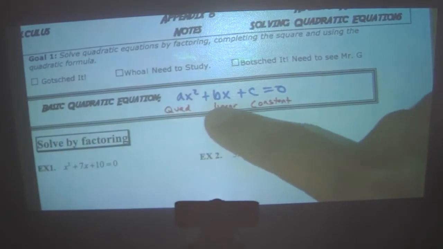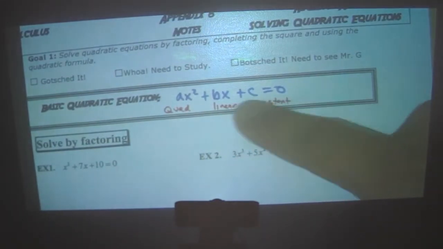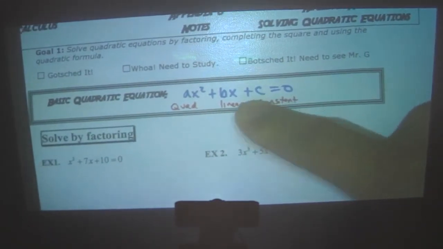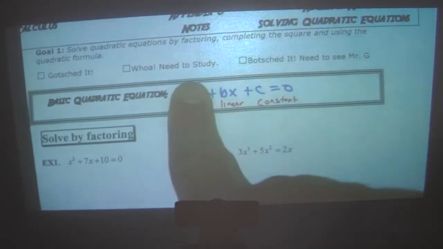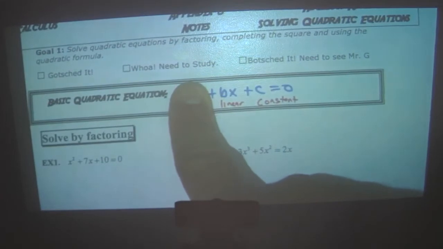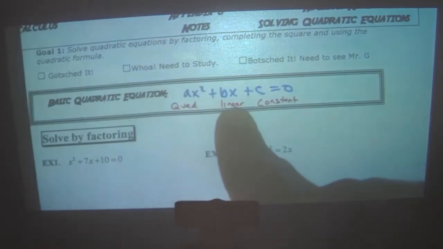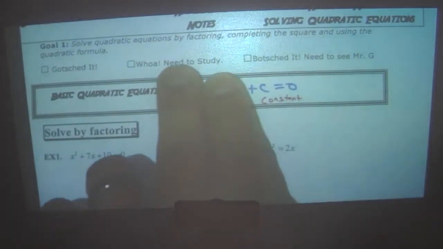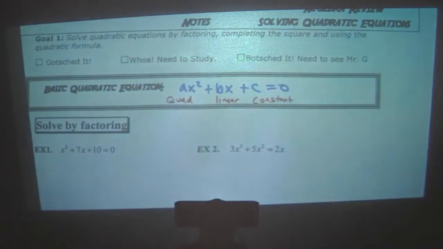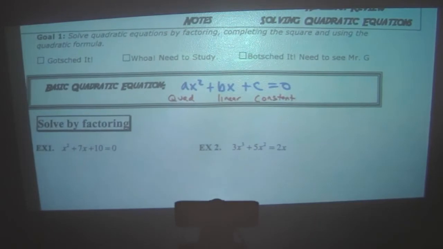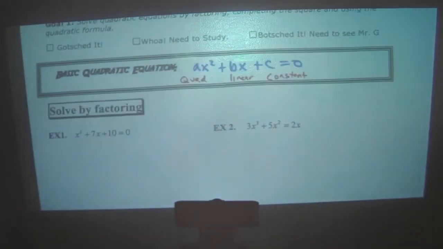Ax squared plus bx plus c is our quadratic equation. The first term is the quadratic term. If I cover it up, then I have a line. So it's linear is the middle term. And if I cover these two up, then I have a constant term. Okay, constant is just a straight line going across. You don't have to memorize those, but that's what we got.